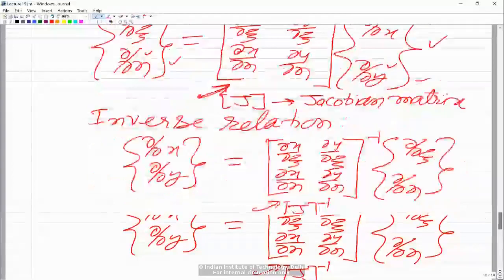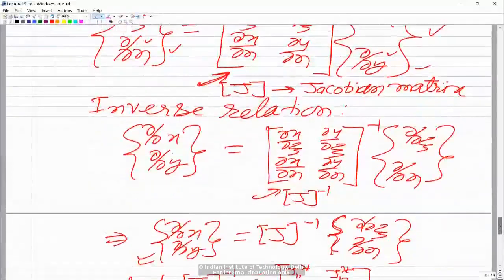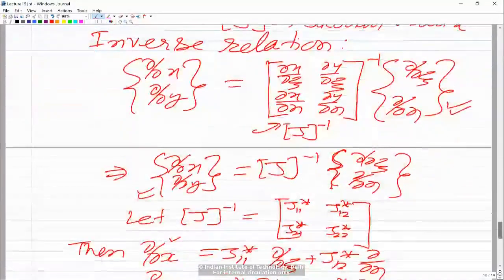So that is what I have written here, that del by del x and del by del y is J inverse into del by del xi, del by del eta. Now the same inverse of this is written over here. And then in the notation form you can say del by del x, del by del y equal to J inverse into del by del xi, del by del eta. And then I said J is of course defined by this.